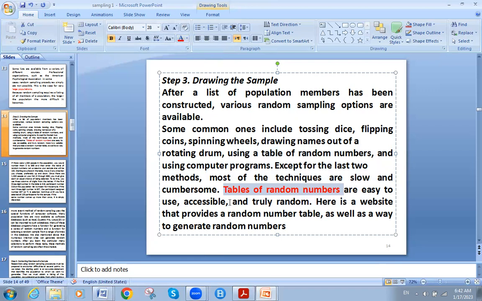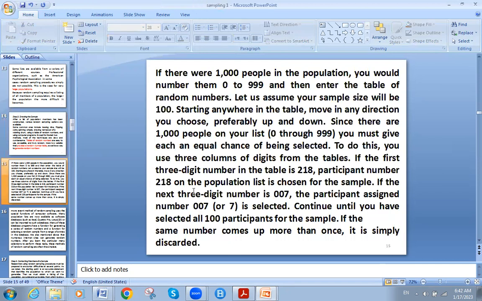You can use computers and get truly random numbers. Here is a website that provides a random number table. You can see the random number table, and you can use it to generate random numbers. Okay, this is the third step regarding how to select your own sample out of the population.